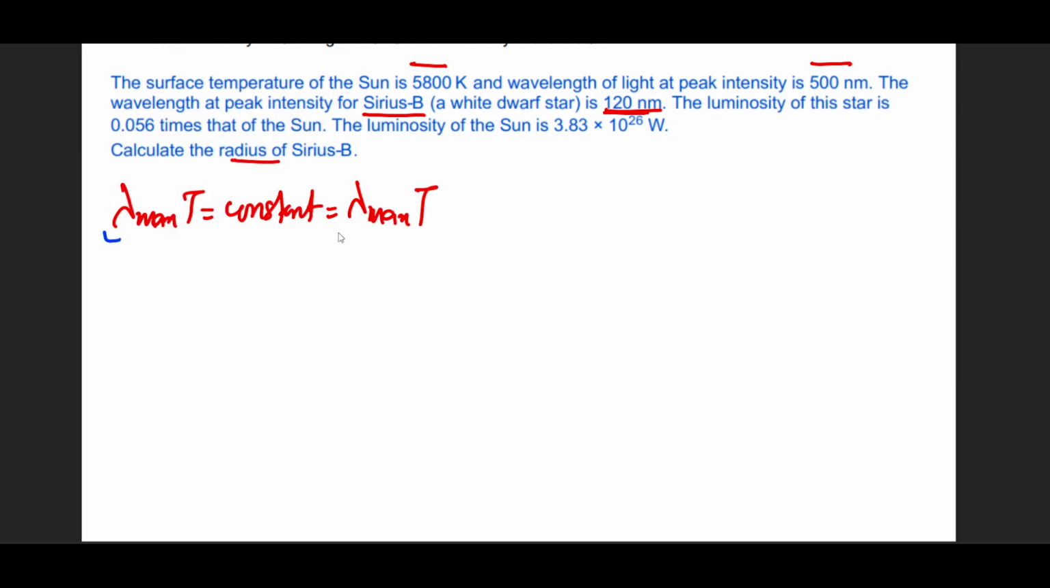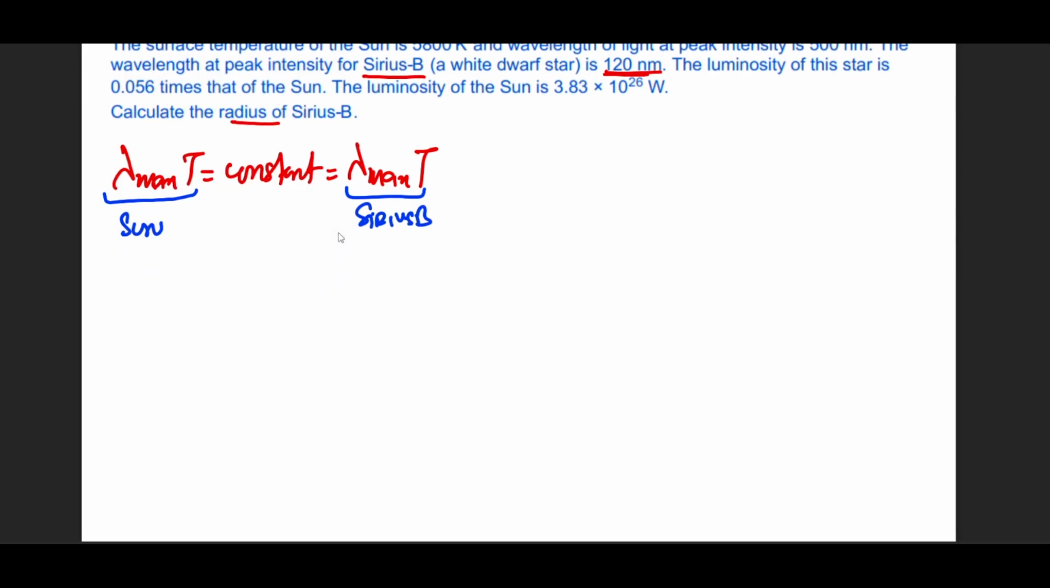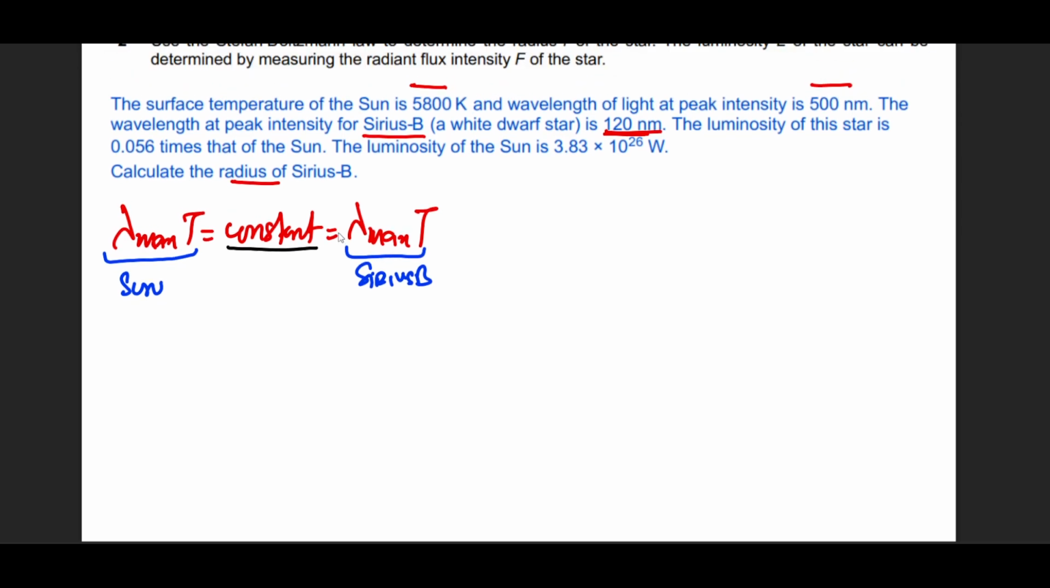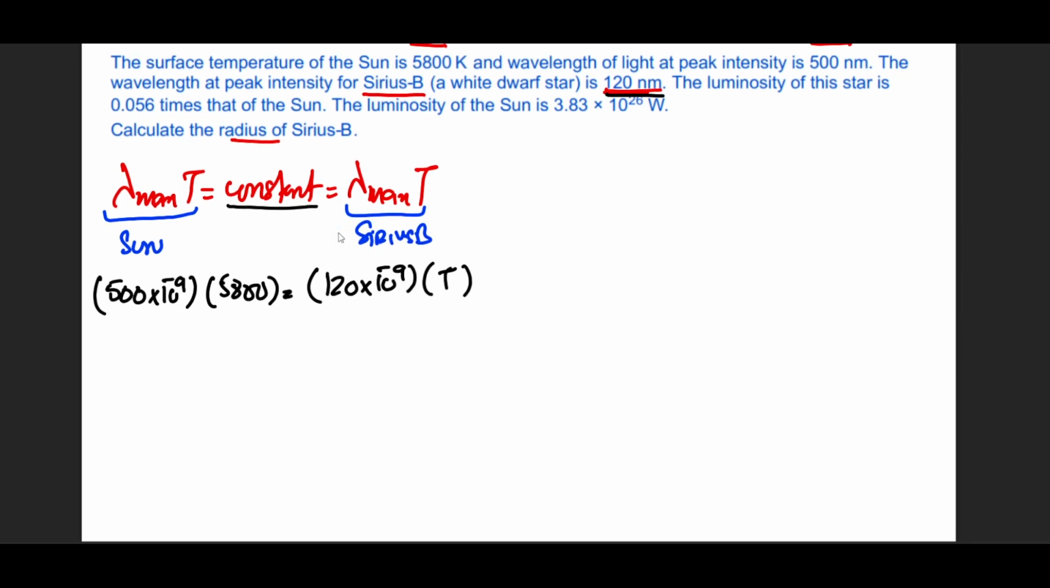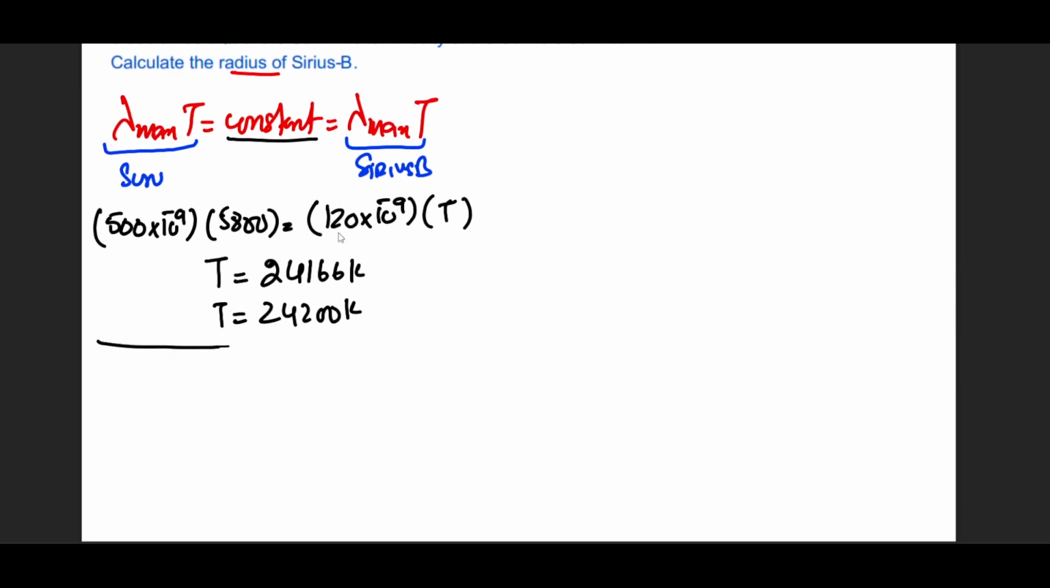So this is going to be something like this. This data is for our own sun, and this data is for Sirius B that is given in the question. Although we could have done it by putting the constant in this, since both parts are equal, let's do it directly. So this is going to be lambda max, which is 500 into 10 raised to power minus 9, temperature is 5800, equals the lambda max of the other star, 120 into 10 raised to power minus 9, into the temperature. Now, when you find out the temperature of this star, this is going to come out as 24,166 Kelvin, which is rounded off to 24,200 Kelvin for the sake of simplicity, right?